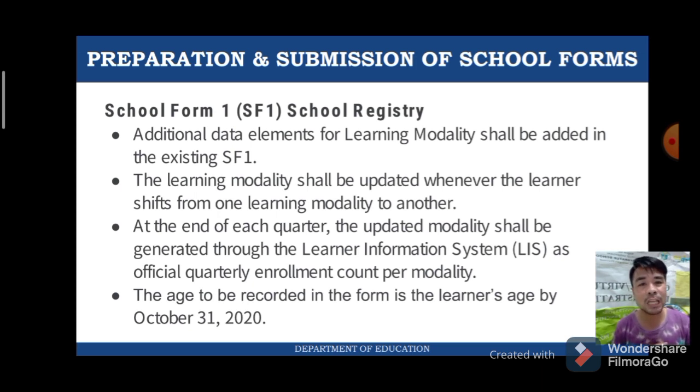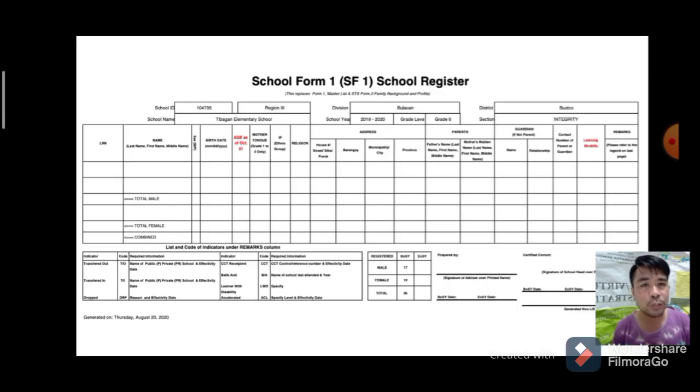And then, of course, the age to be recorded in the form is the learner's age by October 31, 2020. So, yun po yung i-record natin when it comes to the age of the learner. So, ito po yung format o yung features ng School Form 1 or yung SF1 natin or yung school registry natin. So, kung makikita ninyo, kailangan magiging ganito na po yung feature ng inyong magiging SF1.